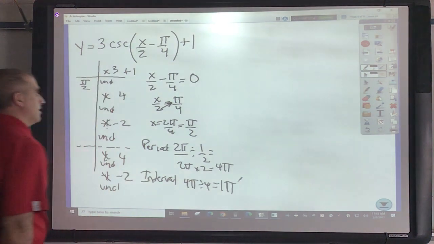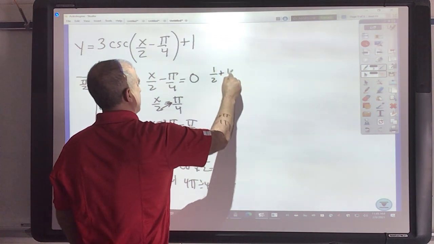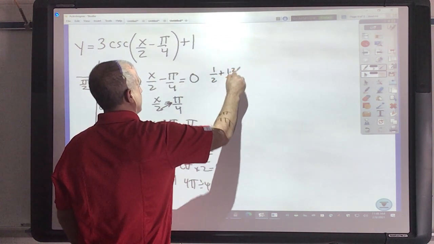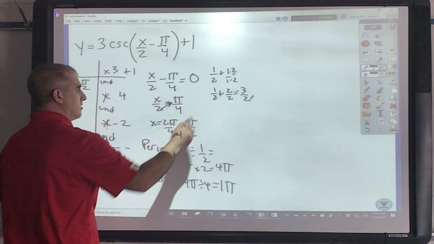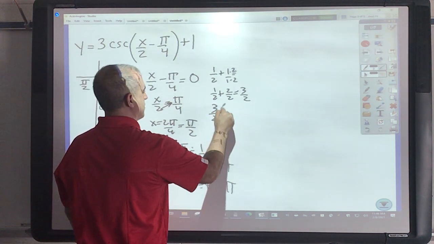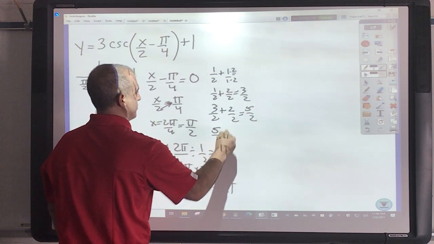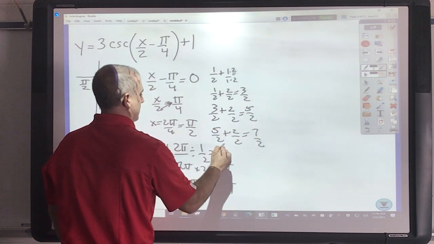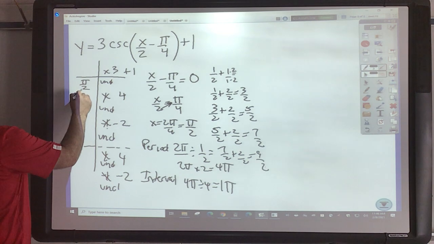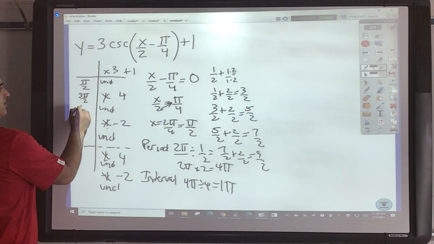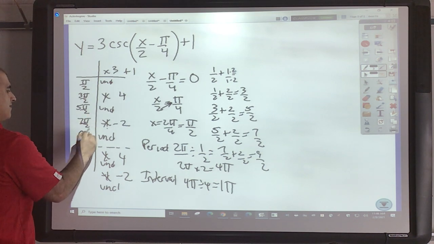Okay, so I got 1/2 plus 1. Get a common denominator, so times 2 over 2. So 1/2 plus 2 over 2 would be 3 over 2. 3 over 2 plus 2 over 2 is 5 over 2. 5 over 2 plus 2 over 2 is 7 over 2. 7 over 2 plus 2 over 2 is 9 over 2. Let's put some of those in there now. So that's going to be 3 pi over 2, 5 pi over 2, 7 pi over 2, 9 pi over 2.